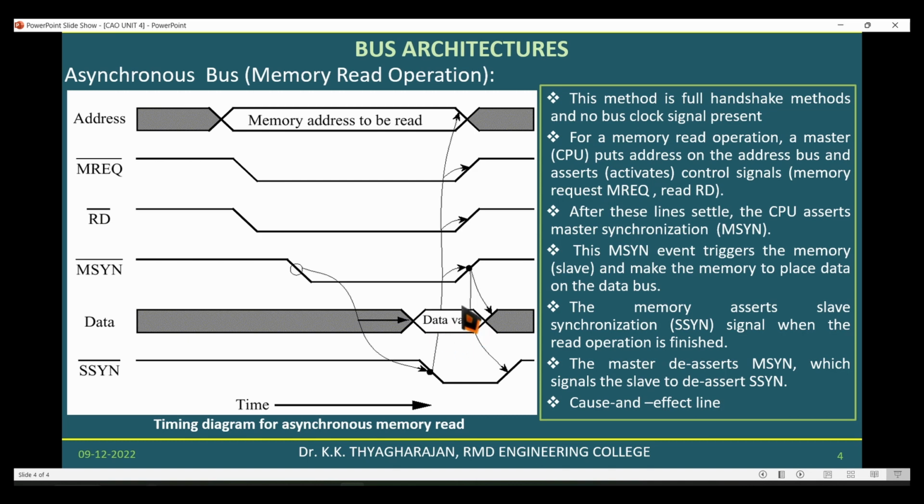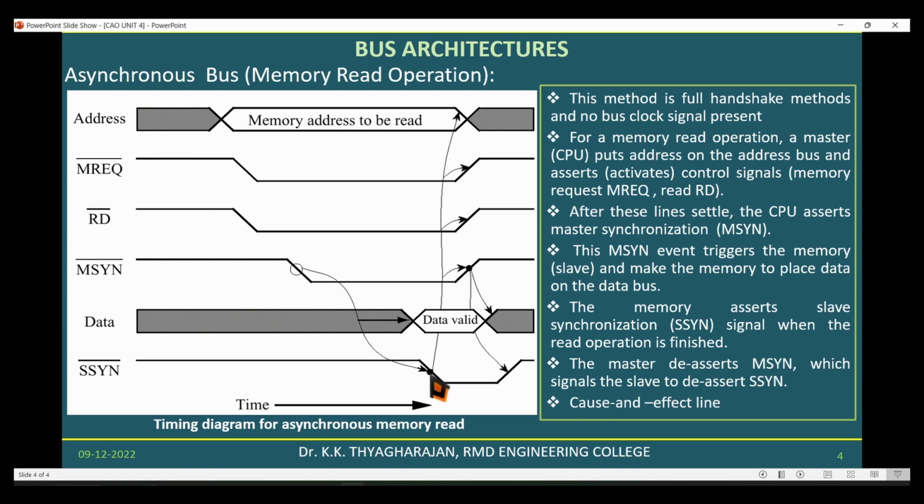During this period, data is available. Since the read signal is active and the memory request signal is also active, the data will be read. At the end of the read data, the slave synchronizing signal will be generated. It is also an active low signal. During the high to low edge of the slave synchronizing signal, all the already activated signals will be deasserted. That means they will be deactivated.